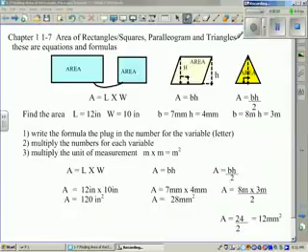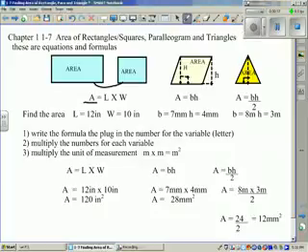Today we're going to be working with Chapter 1, 1-7, and we're going to be finding the area of rectangles, squares, parallelograms, and triangles. As you can see, I've already drawn in the various shapes. Over here we have the rectangles and squares, and the formula is area equals length times width.